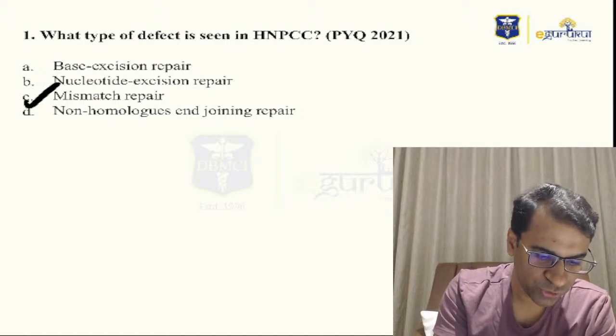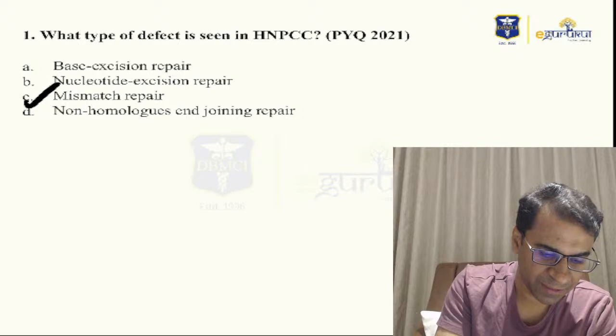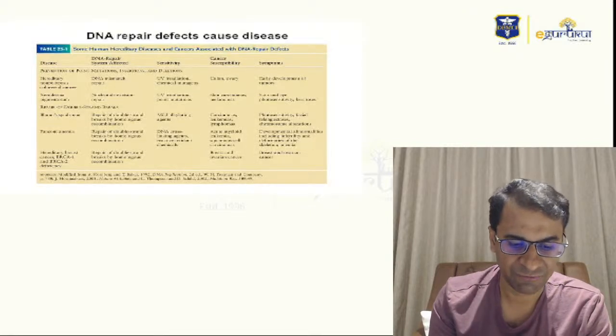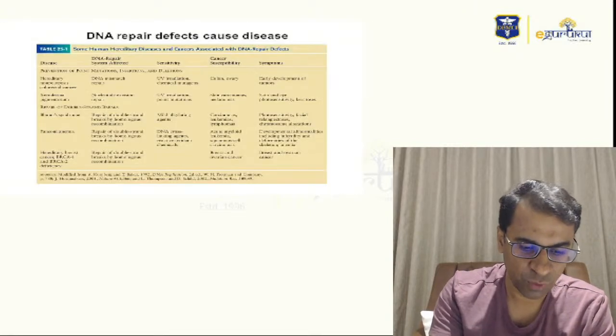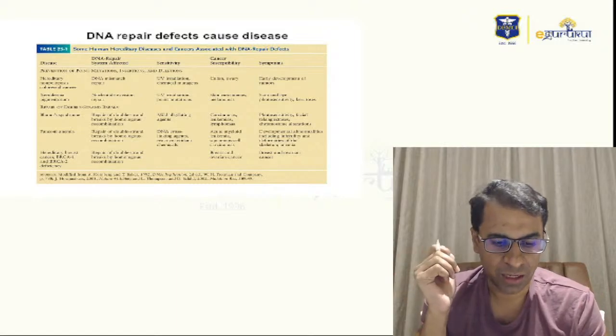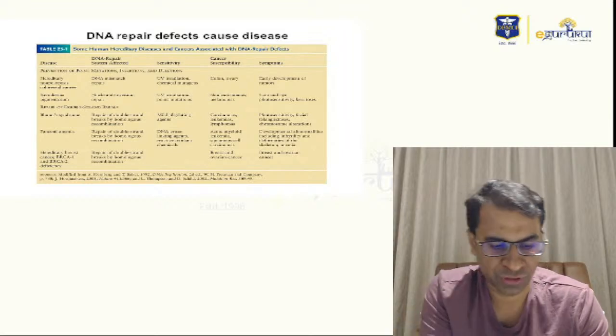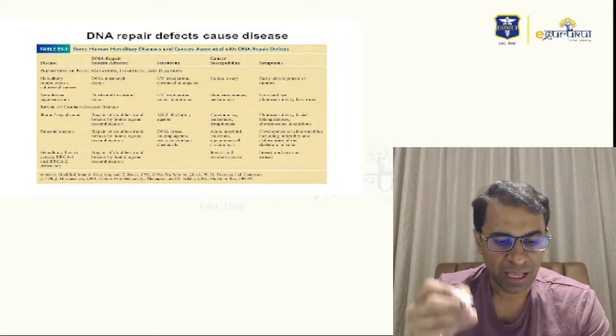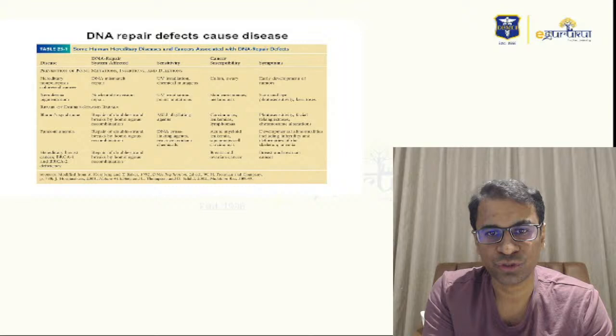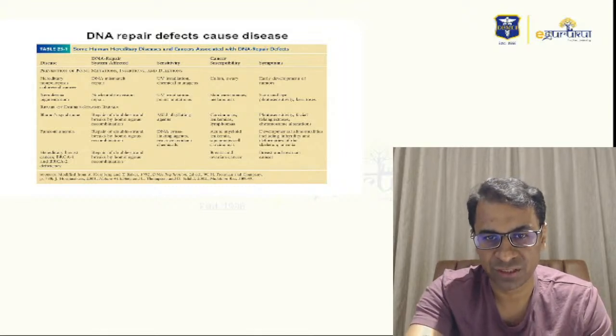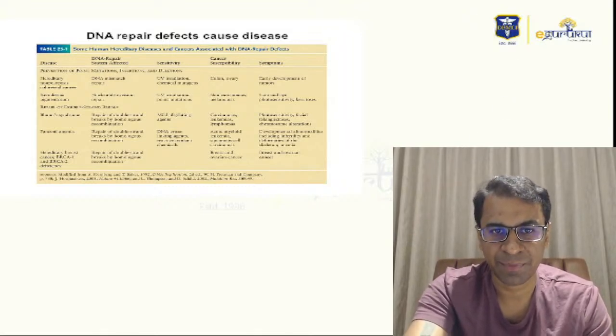Now, when a question like this is often asked, it is expected from you to know some other defects also. So here is a small list of what you should know. The DNA repair genes, they can cause hereditary non-polyposis colon cancer. HNPCC, as the name says, is due to the mismatch repair gene.